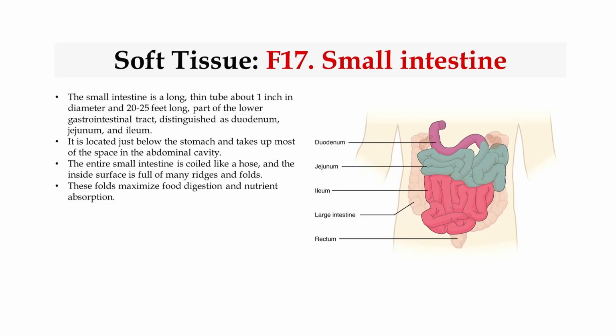The entire small intestine is coiled like a hose, and the inside surface is full of many ridges and folds. This makes sure the proper churning of the food can happen, right? These folds maximize food digestion and nutrient absorption, right? So you're looking at the duodenum, jejunum, ileum, finally followed by the large intestine, and then you are looking at the rectum.